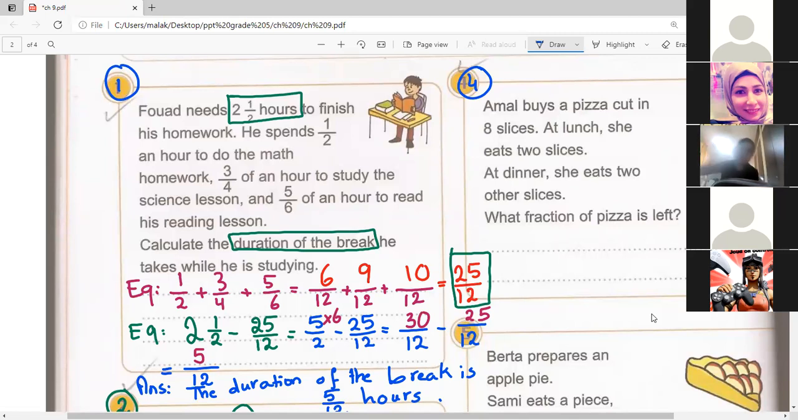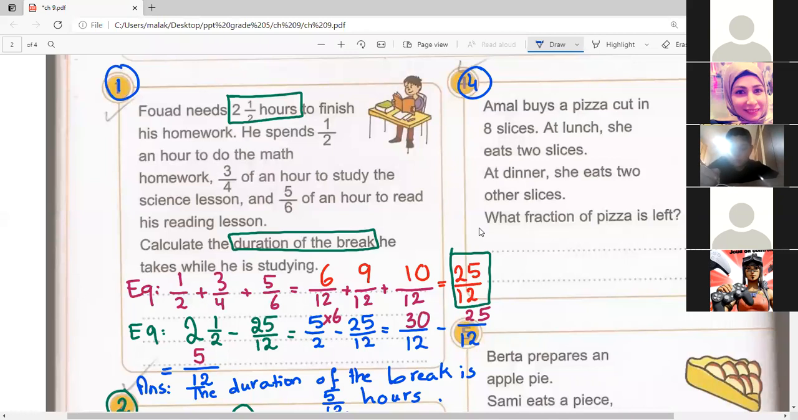Amal buys a pizza cut in 8 slices. At lunch, she eats 2 slices. At dinner, she eats 2 other slices. What fraction of pizza is left? Look at the pizza that's drawn here. Into how many pieces is this pizza divided? 8 pieces, bravo, because Amal cut it into 8 slices. So it's divided into 8 equal parts.